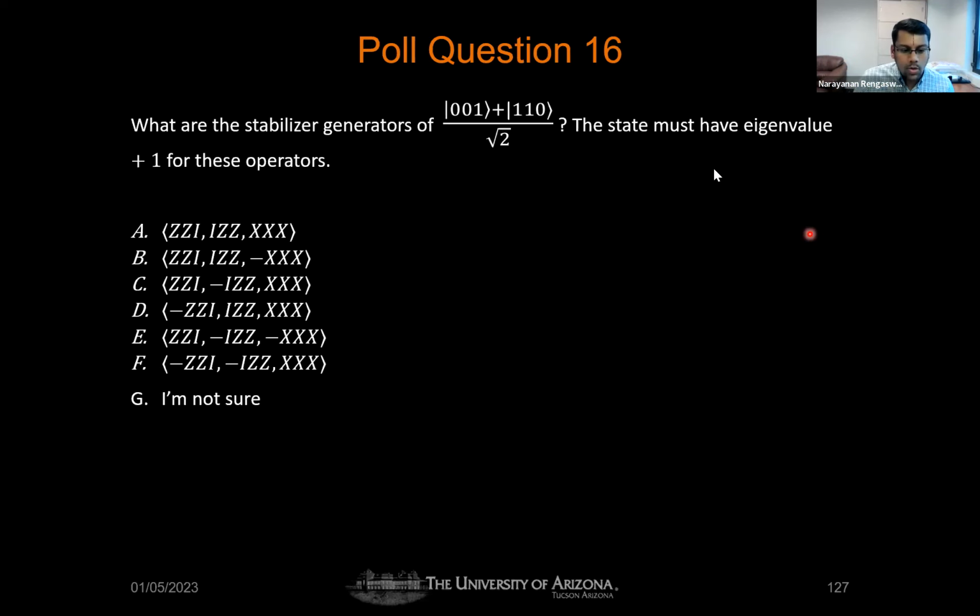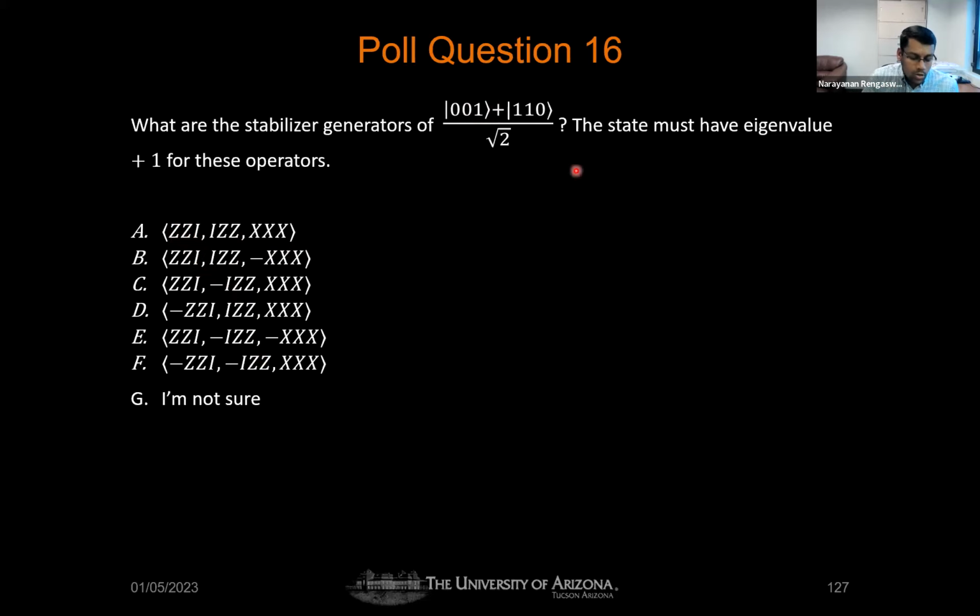Okay, so let's close the poll and see if people got it right. There's a tie between A and C. So basically what you want to check is you apply these matrices to the state and see if you get a +1 result. So let's take, for example, Z tensor I.